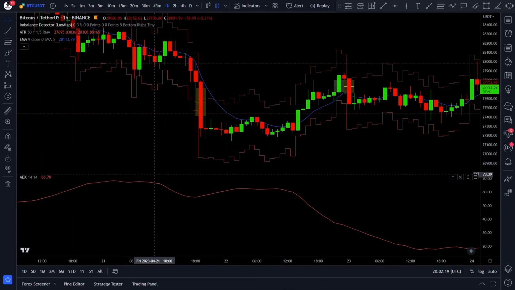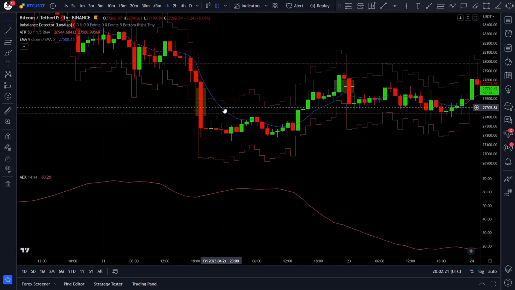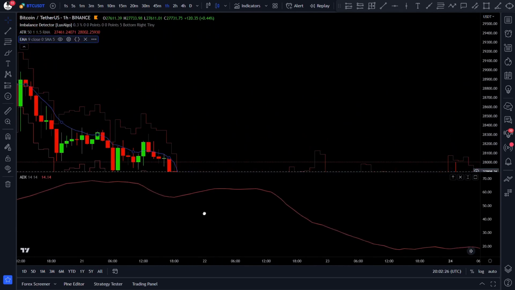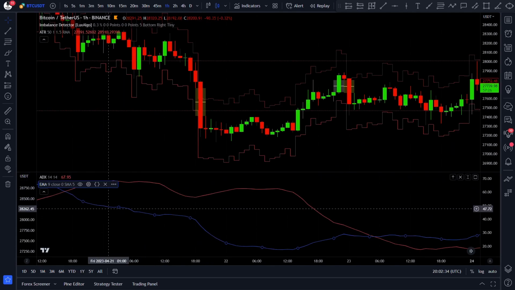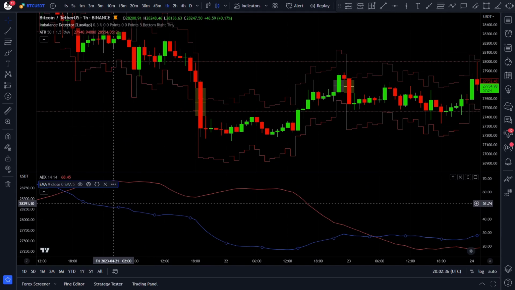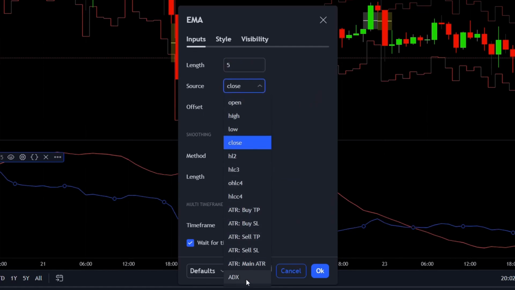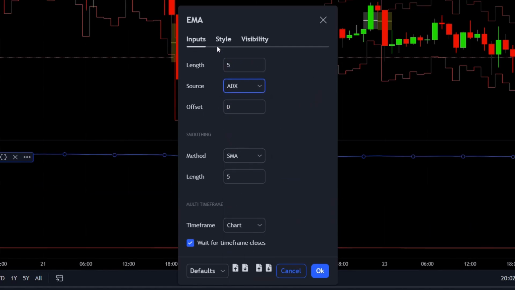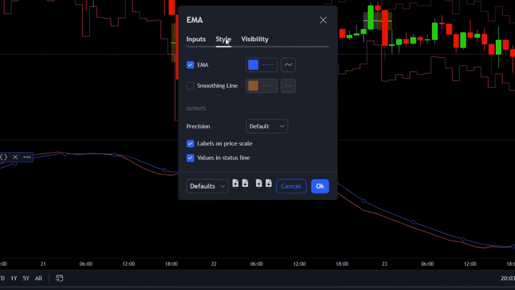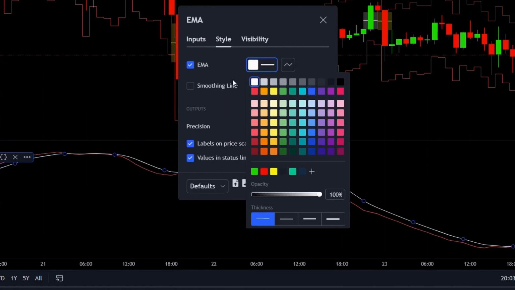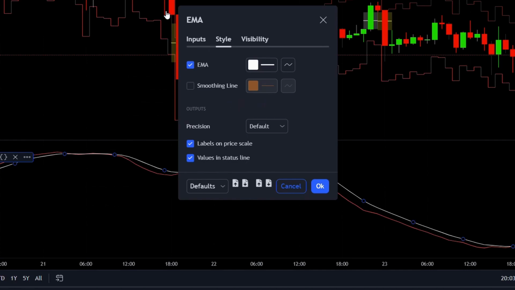Finally, let's set up our ADX indicator. For that, first of all, click on the EMA and start pulling it down until you reach the ADX. Once you're there, release it. This way, the EMA will be displayed on the ADX indicator. Now go into the EMA settings, change its length to 5, and change the source to ADX. Then, if you want, you can change its color. I usually use white, but it's totally up to you.